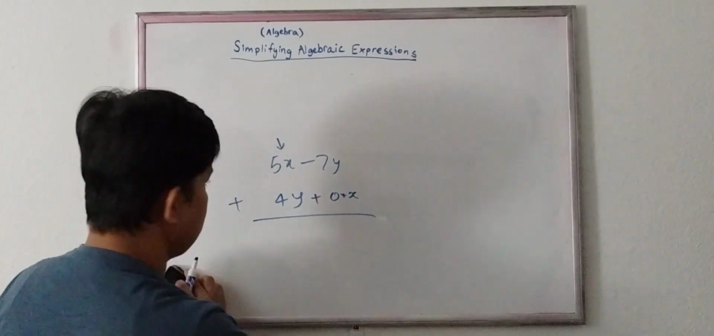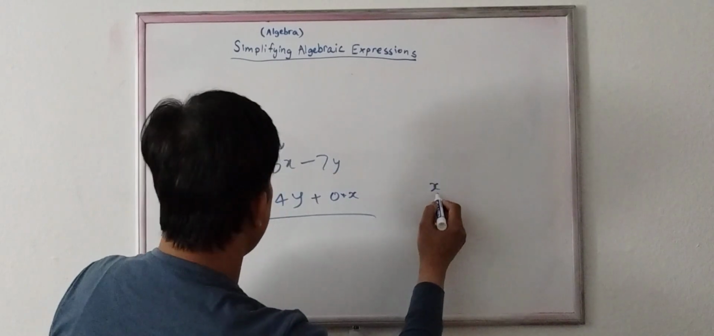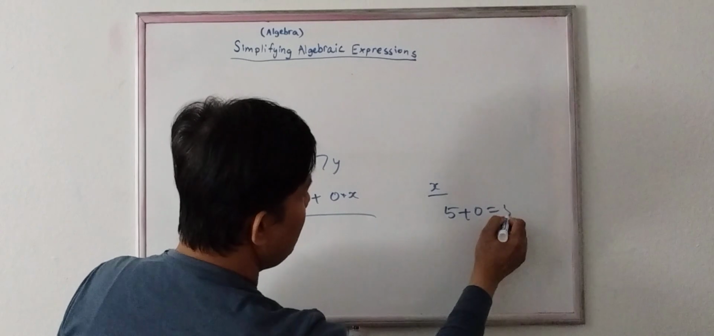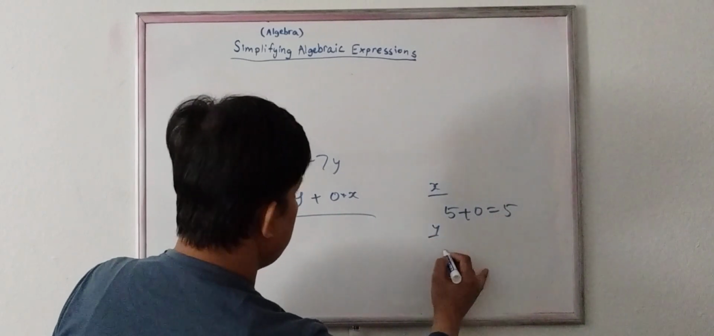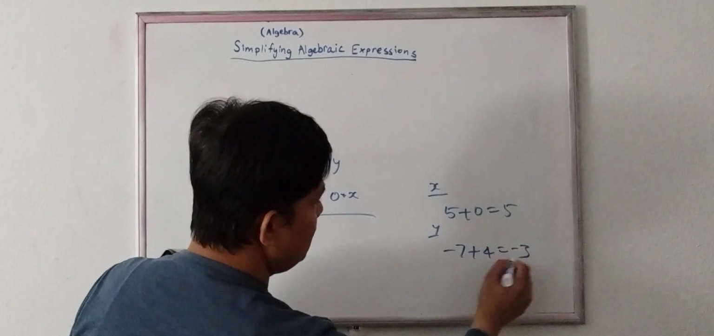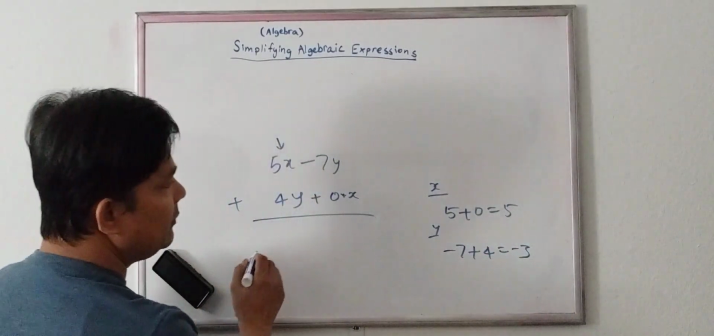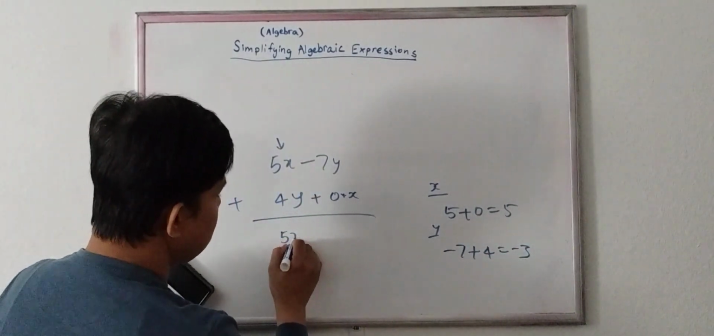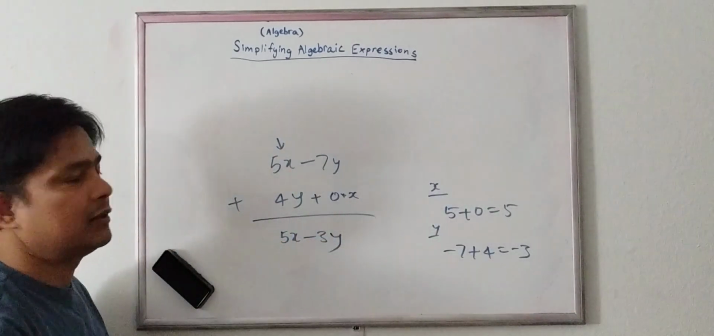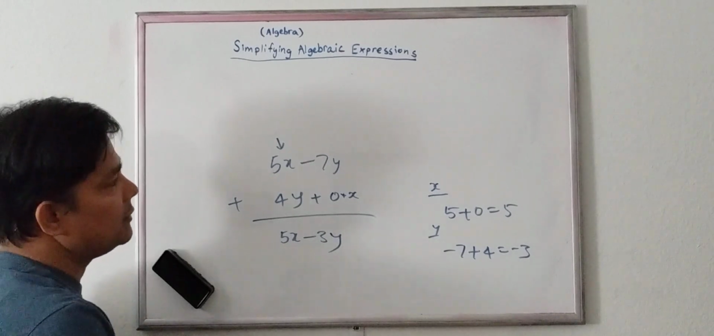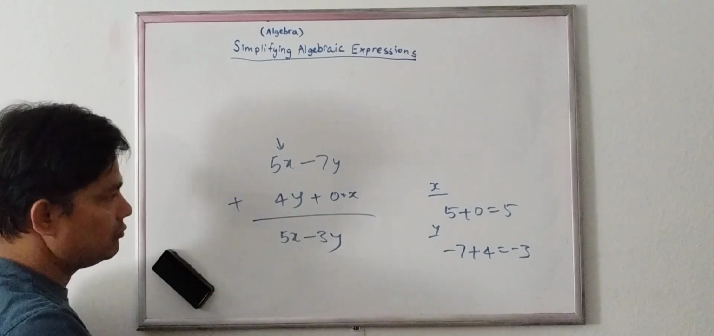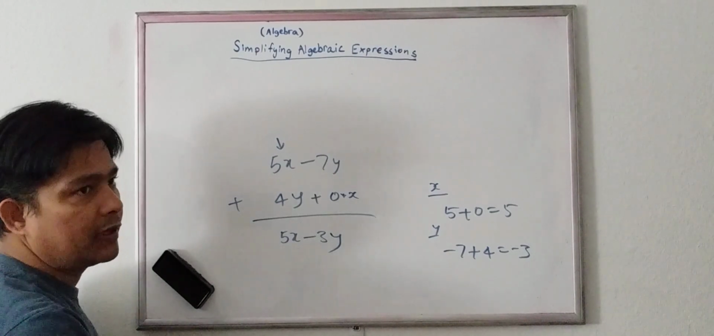Solve it like you are learning right now, so I will not use the shortcut. So I will do 5 plus 0 for x, which is 5, and for y, minus 7 plus 4, so minus 3. So the answer will be 5x minus 3y. So sometimes the given expressions might not have the same number of variables.